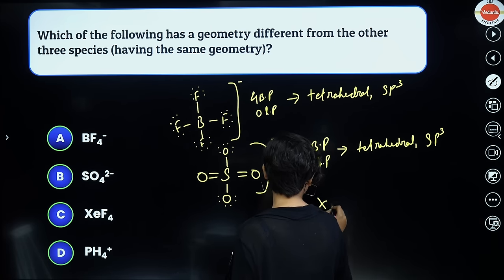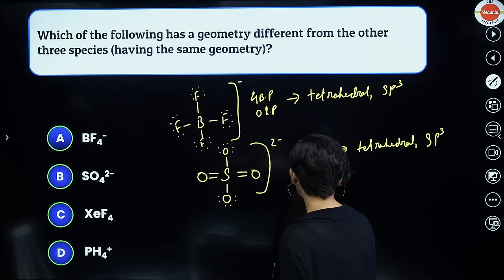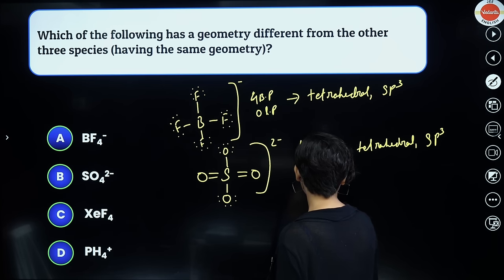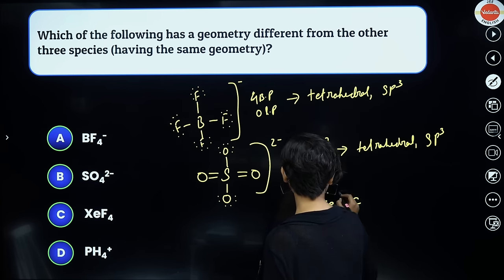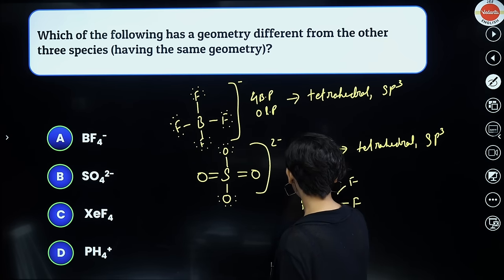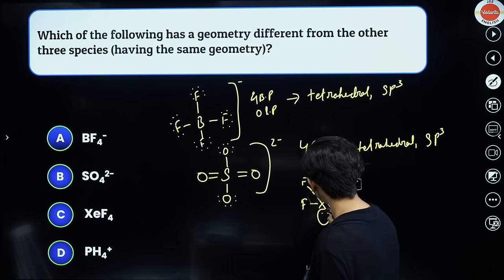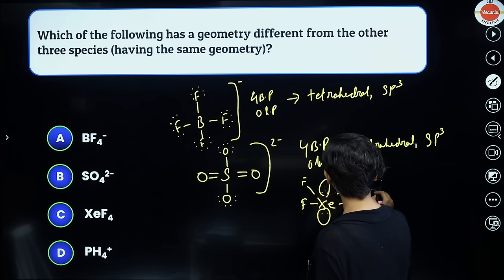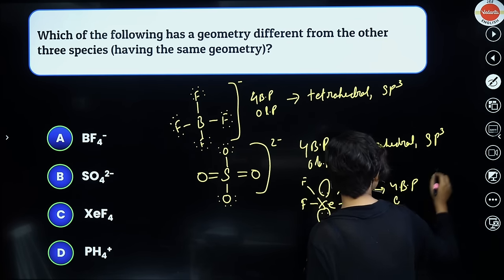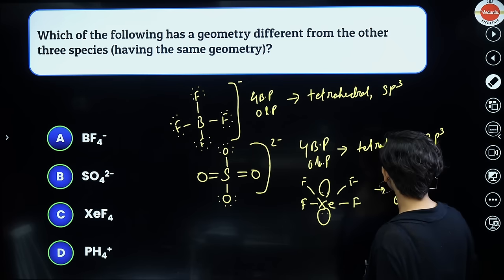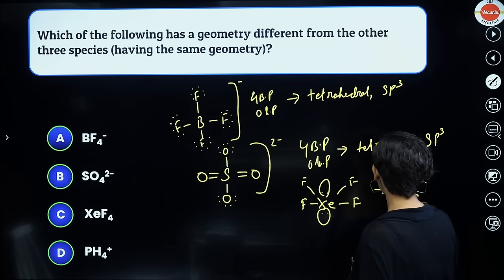Okay. Xenon. Xenon has how many? Xenon has 8 electrons, right? So that means 1, 2, 3, 4. Then here, F. All right. So that means there will be 2 lone pairs here, and 1, 2, 3, 4 bond pairs. So 4 BP and 2 LP. Steric number is 6.